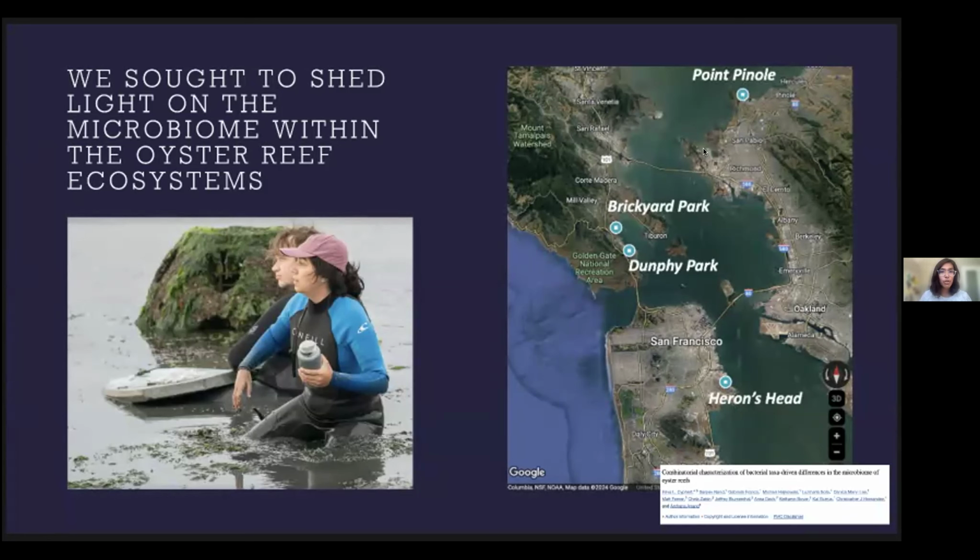So what you see on the right side of this figure is 4 sites. You see Brickyard Park, Dunphy Park, and Heron's Head at the bottom. And at the very top, you see Point Pinole. Before I begin, I want you to know that in the atmospheric river event that I spoke about recently, Point Pinole saw a big die-off, and we witnessed extensive oyster mortality there compared to the other 3 sites. We do not know if that was the direct cause, but it just happened that we were sampling around that period of time. And so this may have skewed some of the results that we see as well.